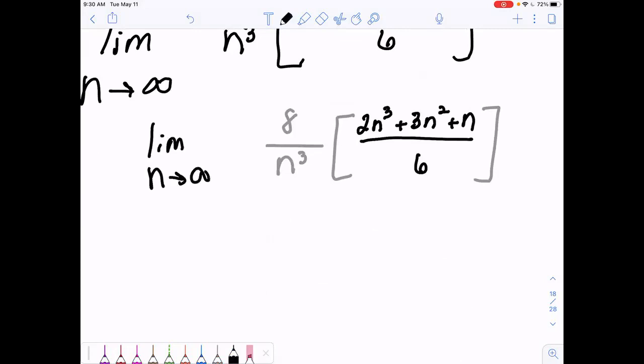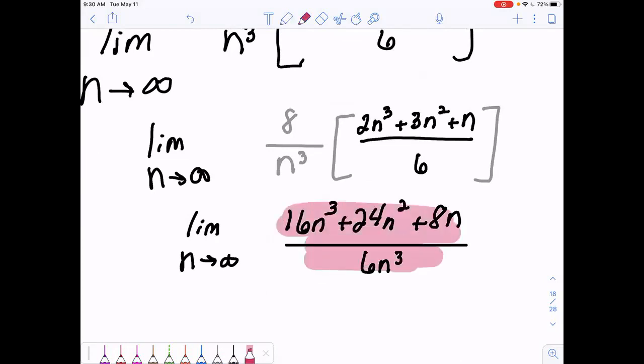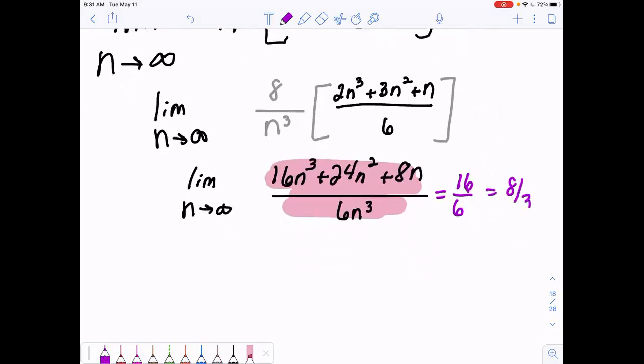So we're doing a little bit of algebra here, distributing. And then Peter, what does your final function become? So he then distributed 8 to the numerator and the n cubed to the denominator. So this is our new function, or our new sequence. Peter, what would the limit of this sequence be as n approaches infinity? Yeah, so you get 16 over 6, which reduces to 8/3.